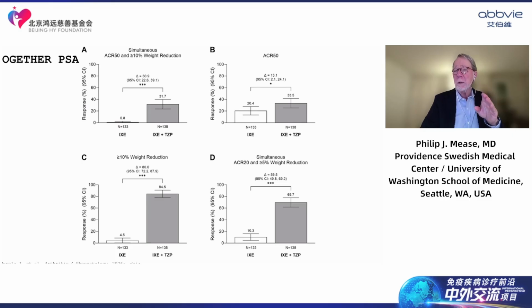And one of the interesting things is we started to see separation of the two different arms at 4 weeks before there was any meaningful weight loss. So this raises the question, does this medication serve an immunomodulatory purpose as well as a weight loss purpose?